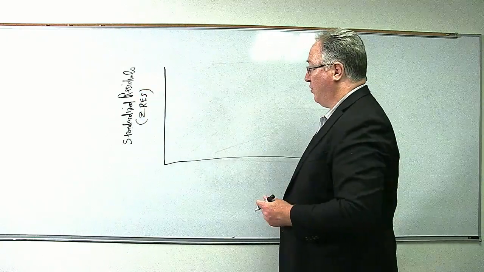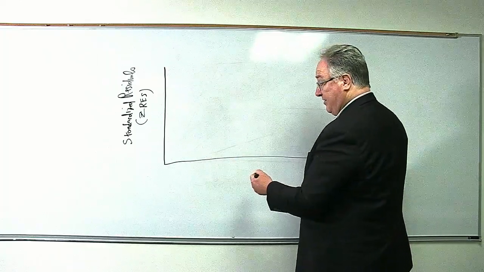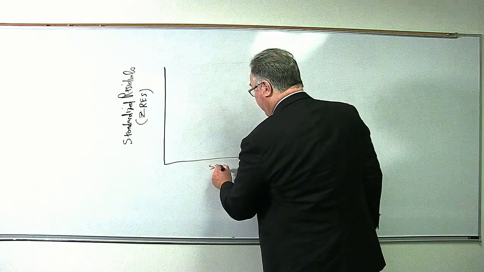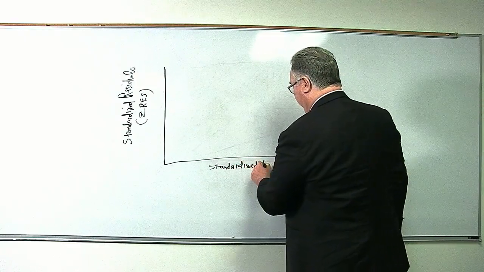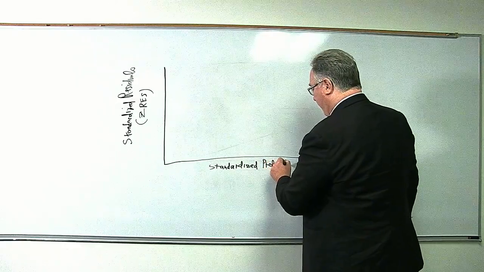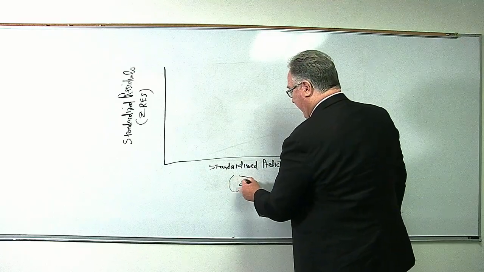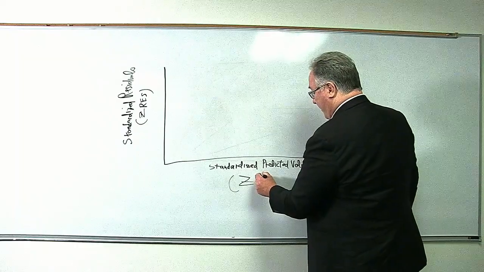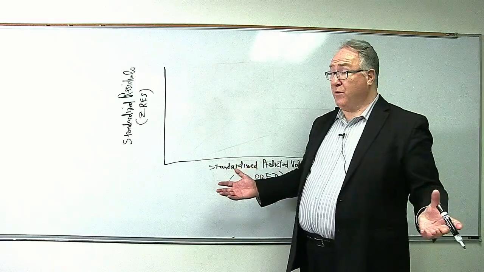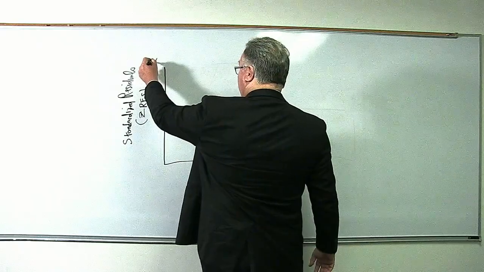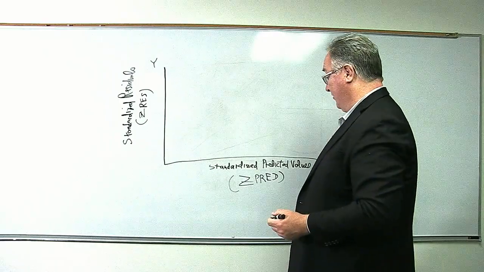You want to plot them against, you want to regress them on, I guess one could say, on the x-axis, your standardized predicted values. Or as it's indicated in SPSS as Z-pred. One thing I want you to note, this is our y-axis, our vertical axis. This is our x-axis, our horizontal axis.